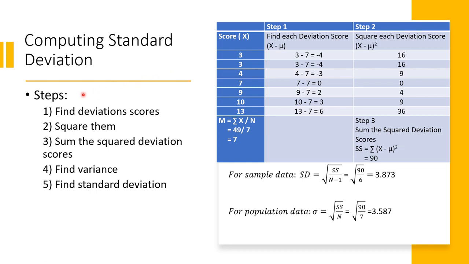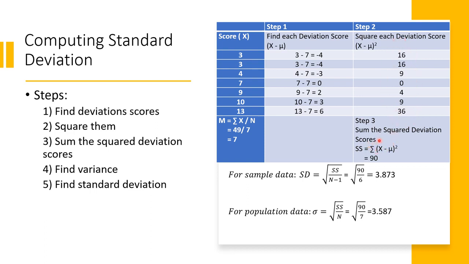So the first step is to find the deviation score for every score. So again, we did this previously. 3 has a deviation score of -4, and so on. You just do that for all of them. Find each score's deviation from the mean of 7 in this case. The next thing you do is you square these deviation scores, which I did over here in this column. Then what you do is you sum all of these squared deviation scores, and you'll get 90.